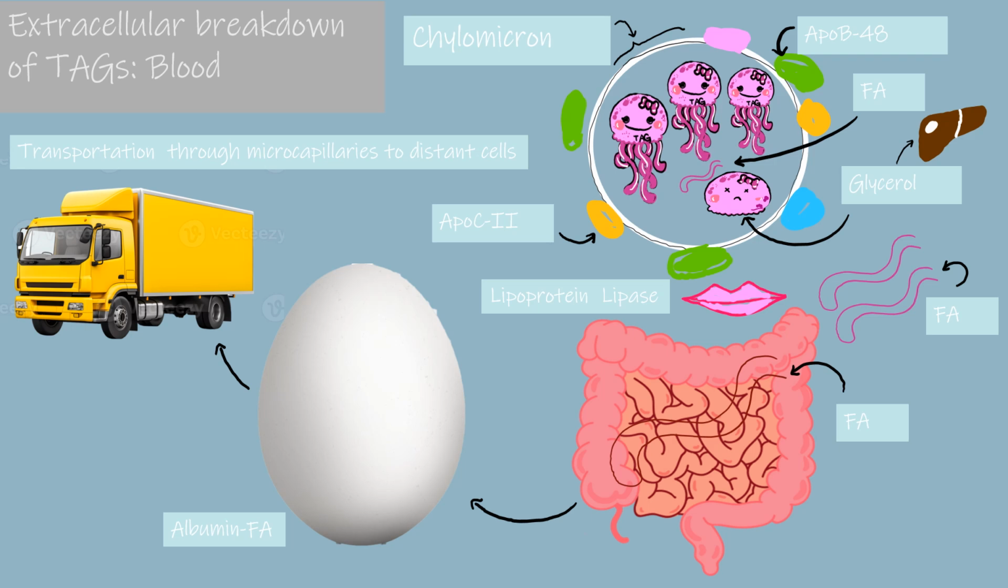Next is the formation of the albumin fatty acid complex. Our fatty acids basically enter any nearby cell, and we have an egg as an example for the albumin fatty acids. A long time ago somebody told me that albumin is usually egg white, so I associated it with that. So our egg is right there. From there, it's transported through a microcapillary, which is a little truck, to any distant cells.